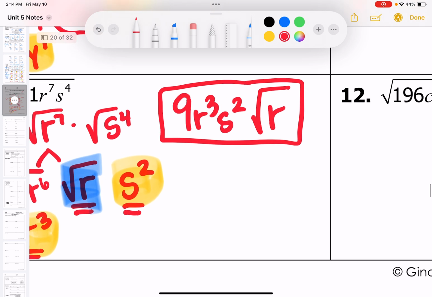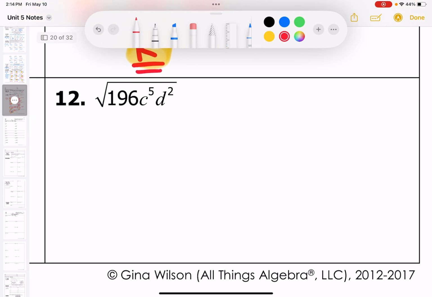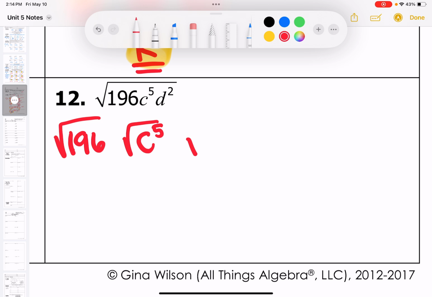All right, last one is number 12. We have the square root of 196 c to the 5th d to the 2nd. So I'm going to break it apart. Square root of 196 is 14. Square root of c to the 5th can't be simplified because 5 is an odd number. So I'm going to break it apart.